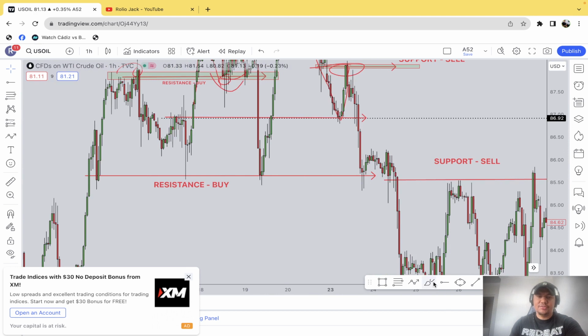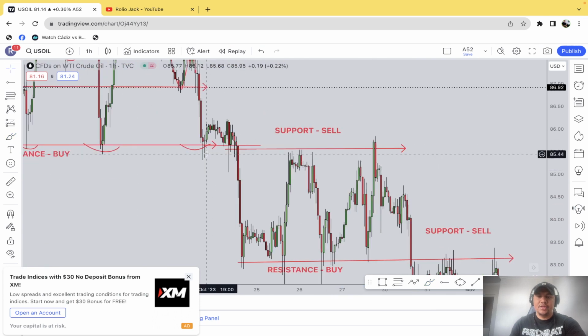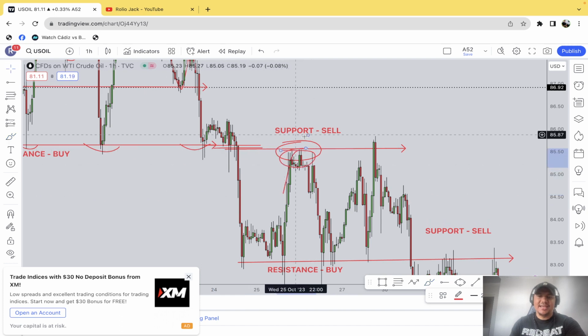Now we continue this move and we can see we have support, there's support, support, support. What happened when support got broken? We never were able to get into this market. However, the market did come back to that level where support got broken and that support became resistance, and this is basically where we're selling.